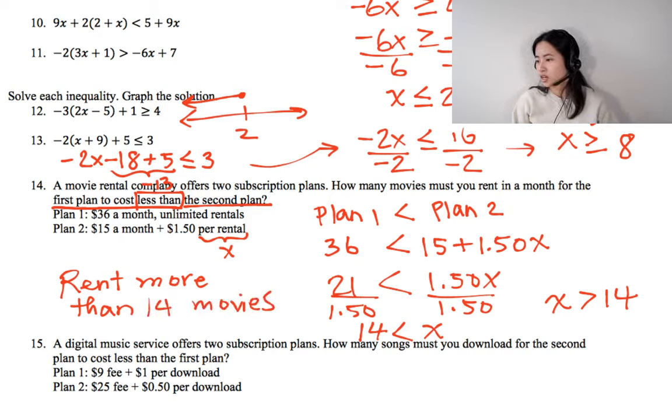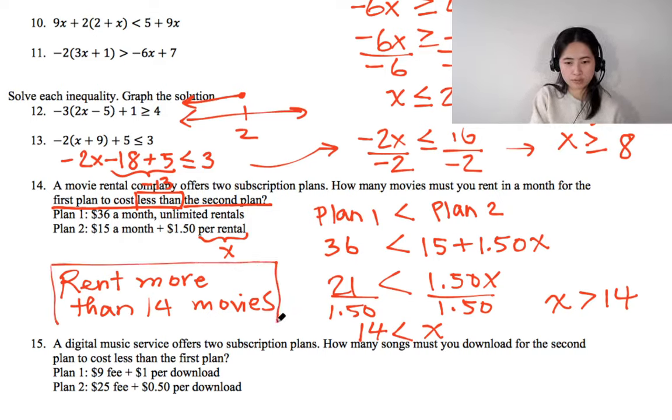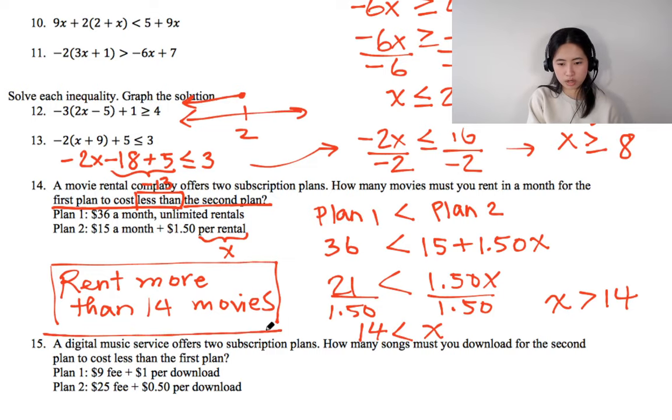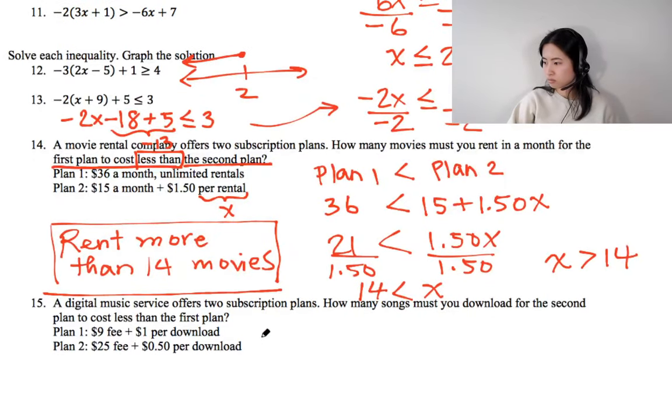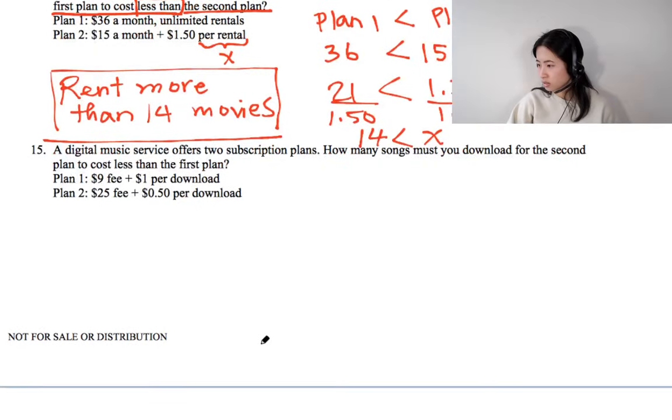Okay, there we go. So that's the answer. You need to rent more than 14 movies for the first plan to be cheaper. Okay, so far so good. Cool.